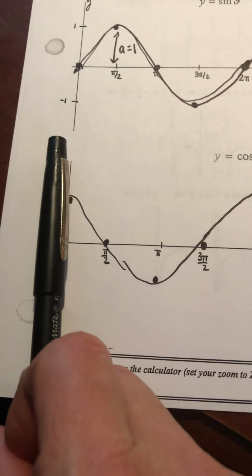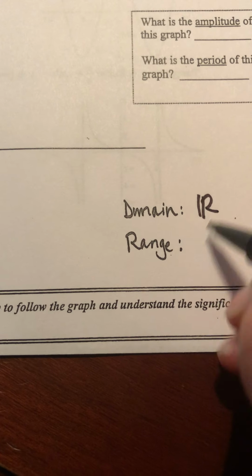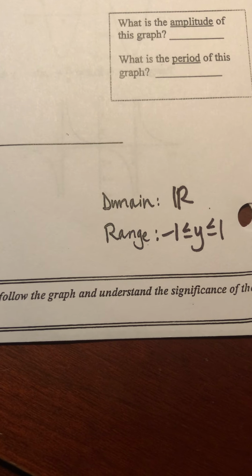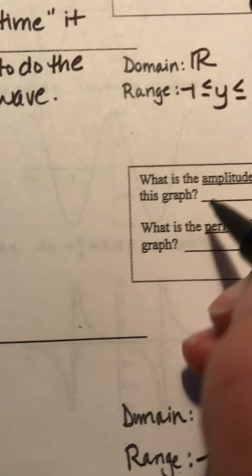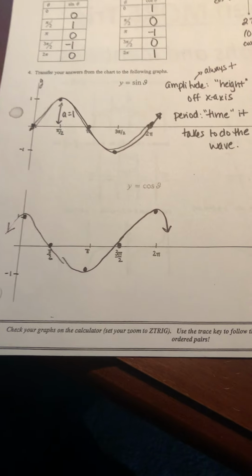If I do the domain and range, the domain is all real numbers. The range is between negative 1 and 1. And then the amplitude, just like the sine wave, is 1, and the period of the cosine wave is 2 pi.